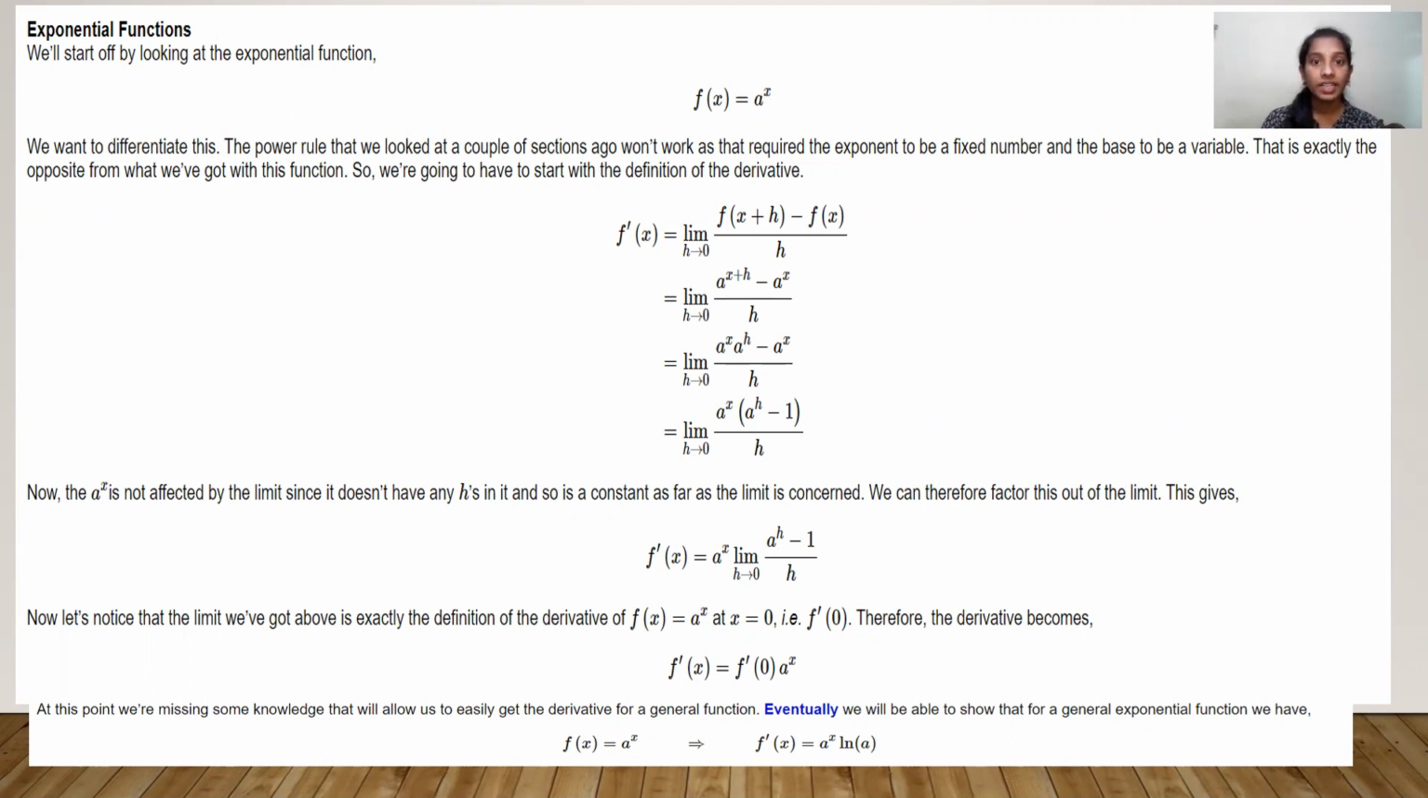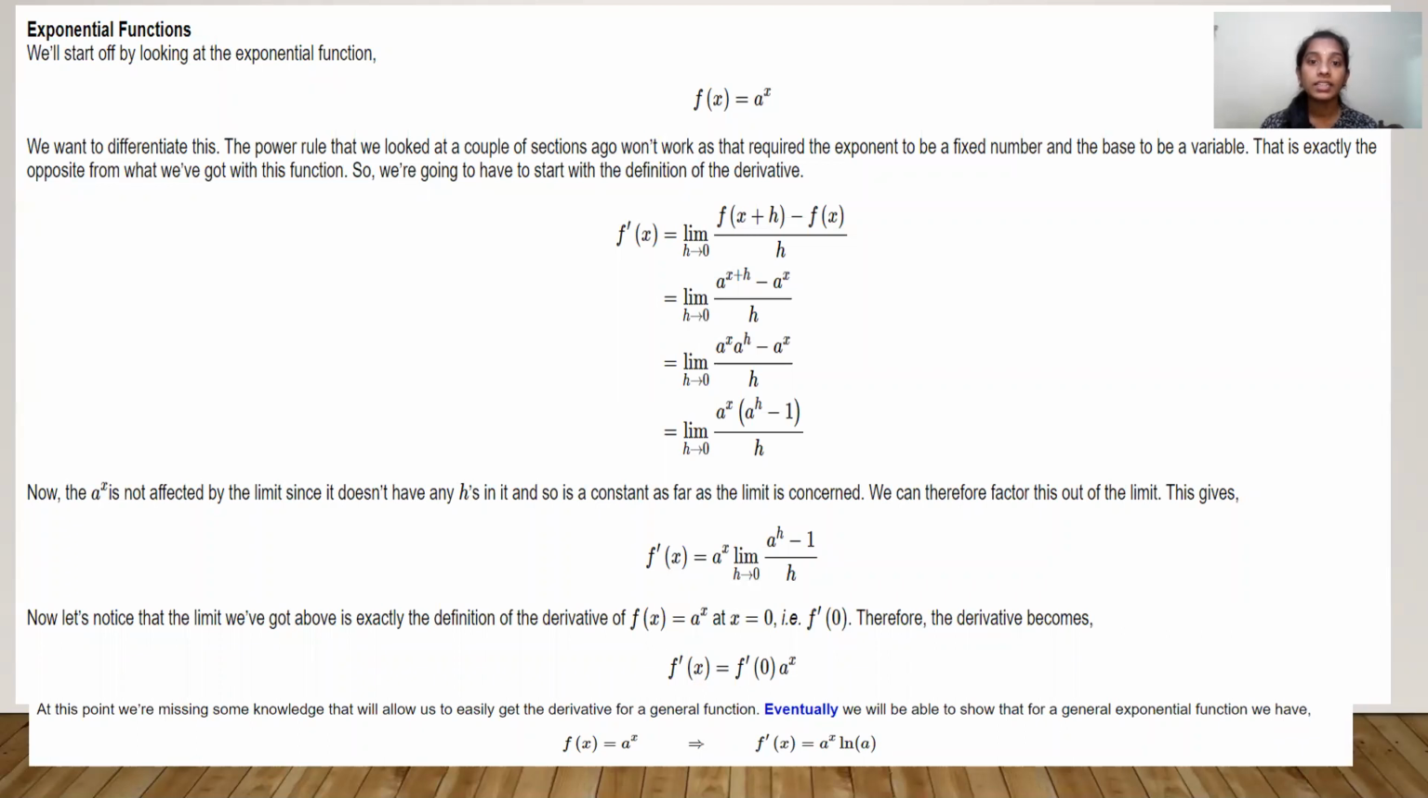What is the definition of derivative? The derivative of f of x is given by f dash of x is equal to limit h tends to 0 of f of x plus h minus f of x, divided by h. Here, f of x is equal to a power x. So f dash of x is equal to limit h tends to 0 of f of x plus h minus f of x by h. That is, limit h tends to 0 of a power x plus h minus a power x, by h.